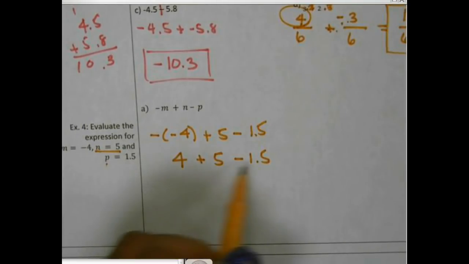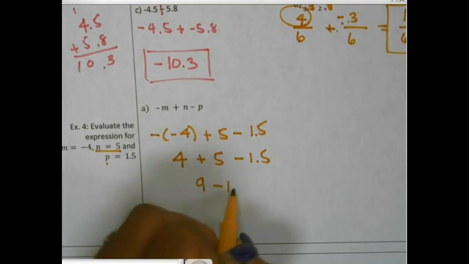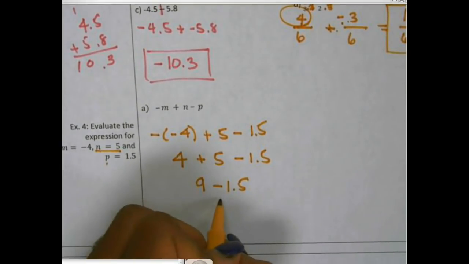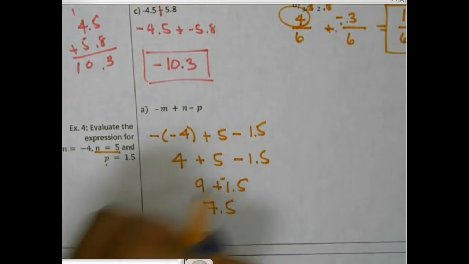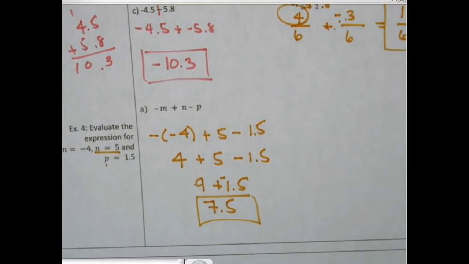On the same lines, I'm going to move from left to right and add these two and get 9 minus 1.5. I don't know what that is in my head. I'm subtracting. I get 7.5 positive. Oh, you are kind of adding the opposite. Positive because the bigger number is positive. And there you have it.